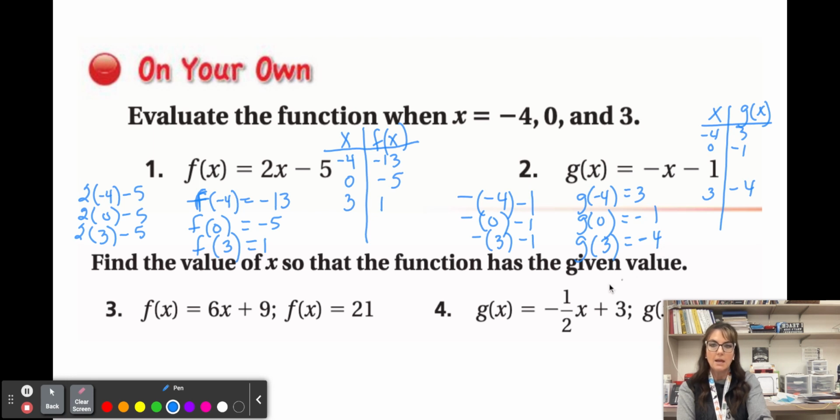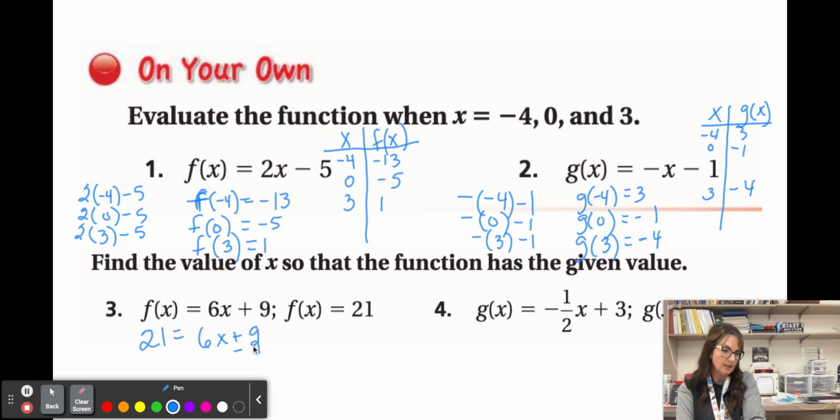Okay? Looking at 3, it's asking if f of x is equal to 6x plus 9, what would x be, right, if we had an output of 21? So if f of x is equal to 21, it says find the value of x, so that the function has the given value. The given value is 21. If we want the output to be 21, we simply state 21 is equal to 6x plus 9.